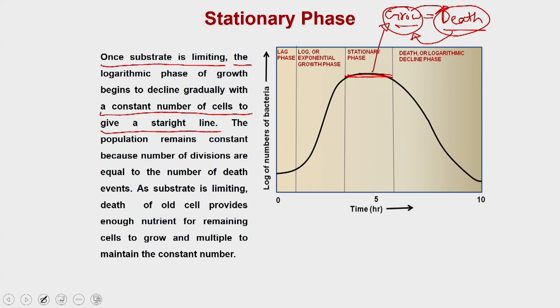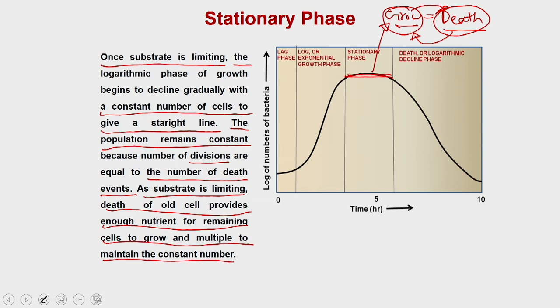That is what is written here, that the population of the bacteria colony will remain constant, because the number of divisions is equal to the number of death events. As substrate is limiting, the death of old cells provides enough nutrients for the remaining cells to grow and multiply to maintain the constant number. Now, once this arrangement, where the death of older bacteria provides the nutrient for the new bacteria, no longer supports the growth of these bacteria, then they will go into the decline phase or the death phase.